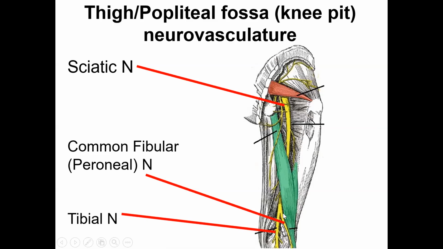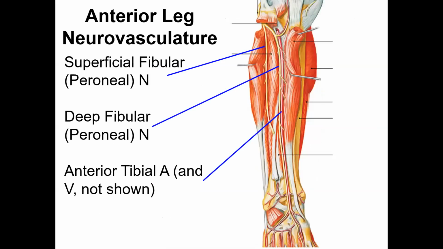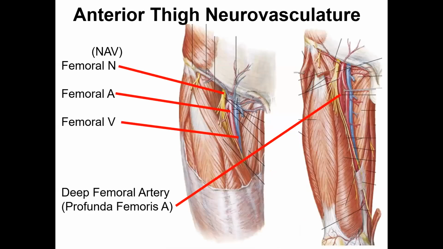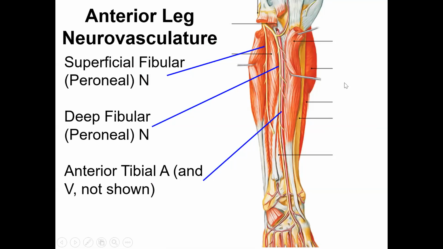At the knee region, the sciatic nerve divides into the tibial branch, which is medial, and the common fibular or common peroneal branch, which is lateral. And then the common fibular branch is going to further divide into those two branches that I mentioned earlier. So if I go back to this slide, we can see the two branches that the common fibular divides into. Those are the superficial fibular, which goes lateral, and the deep fibular, which goes a bit deeper.